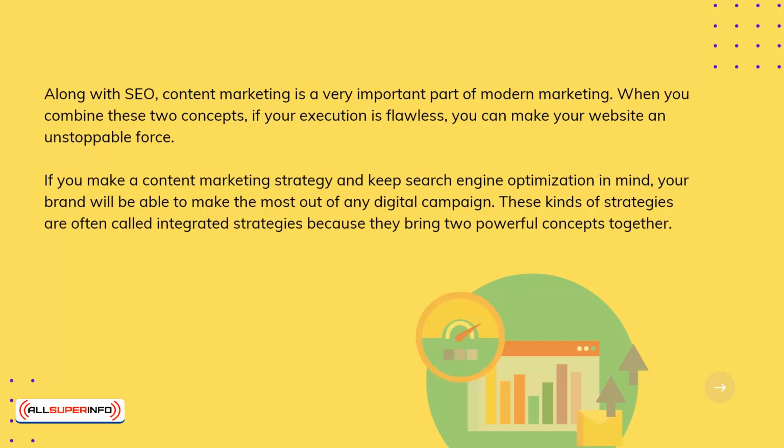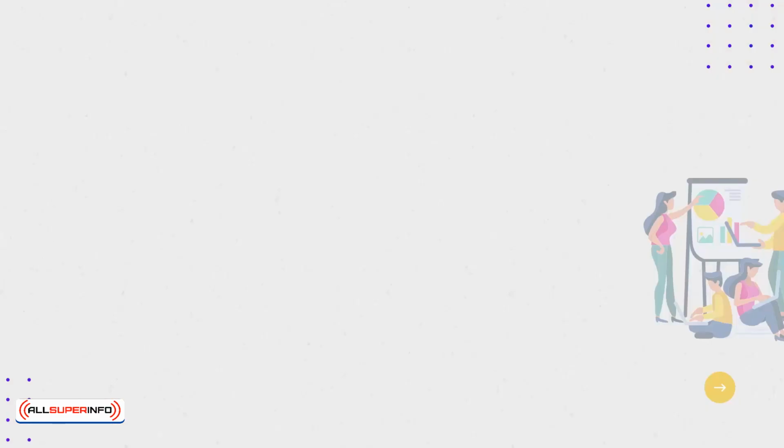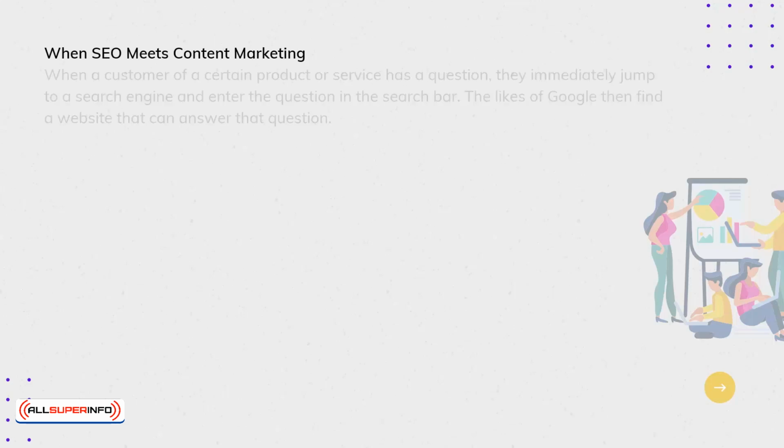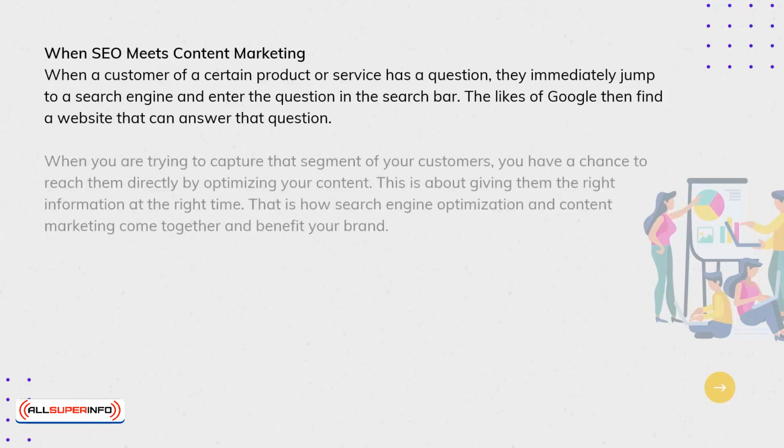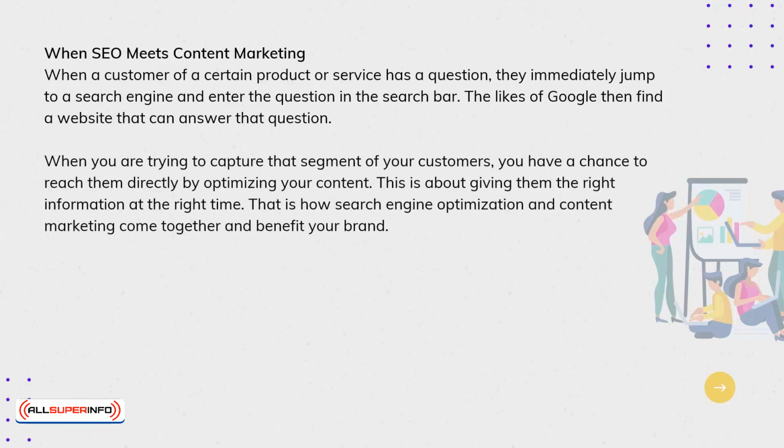These kinds of strategies are often called integrated strategies because they bring two powerful concepts together. When SEO meets content marketing. When a customer of a certain product or service has a question, they immediately jump to a search engine and enter the question in the search bar. The likes of Google then find a website that can answer that question. When you are trying to capture that segment of your customers, you have a chance to reach them directly by optimizing your content. This is about giving them the right information at the right time. That is how search engine optimization and content marketing come together and benefit your brand.